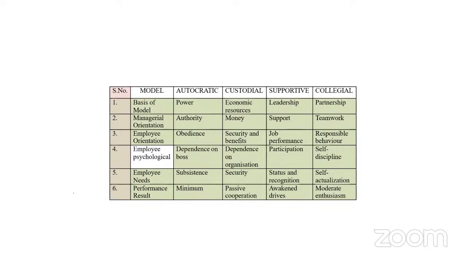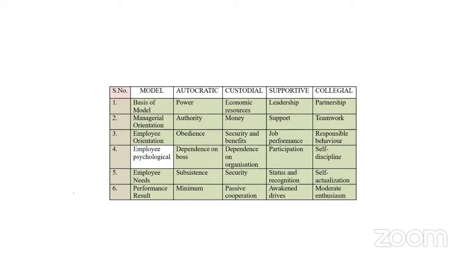Coming to the psychological state of the employee, in an autocratic model, the employee is completely dependent on the boss. In the custodial model, the employee is completely dependent on the organization. In a supportive model, the employee participates in what is happening. And in a collegial model, you will see that all employees are self-disciplined. They don't need anybody to monitor them.